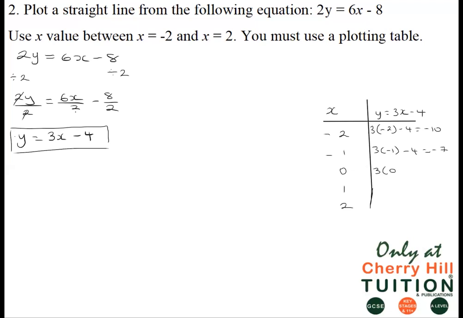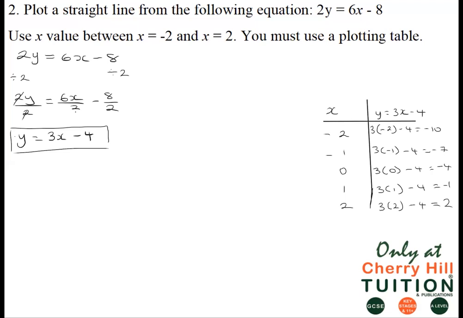3 multiplied by 0 is 0. Minus 4 is minus 4. 3 multiplied by 1 is 3. Minus 4 is minus 1. And 3 multiplied by 2, which is 6 minus 4, is 2.